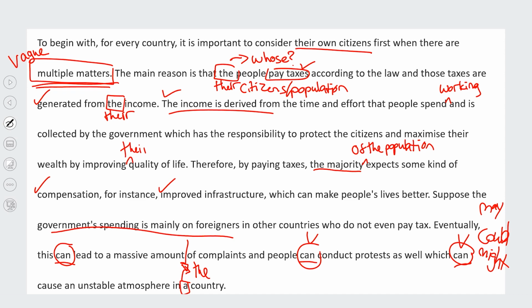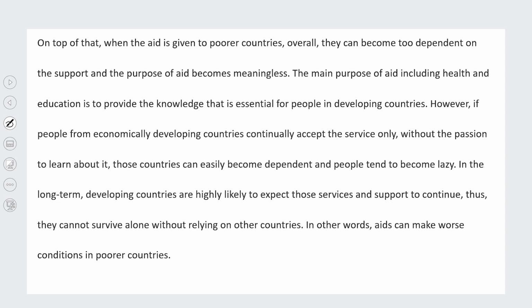trying to make. So then if we go on to the second paragraph, he says, on top of that, when the aid is given to poorer countries, overall they can become too dependent on the support and purpose, and the purpose of aid becomes meaningless. So the main purpose of aid, including health and education, is to provide the knowledge that is essential for people in developing countries. So here, the purpose of aid, this should be his separate clause, including health and education.